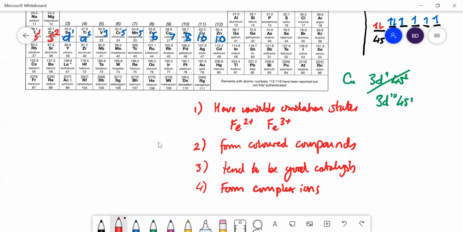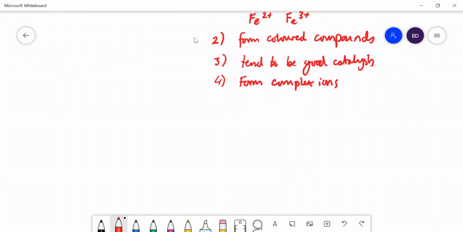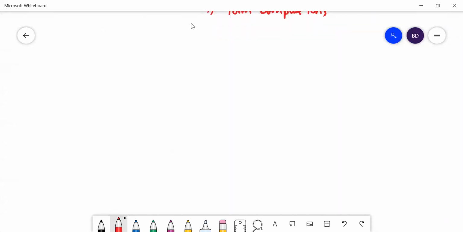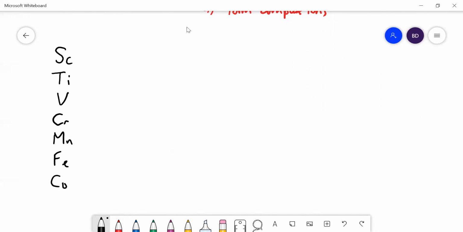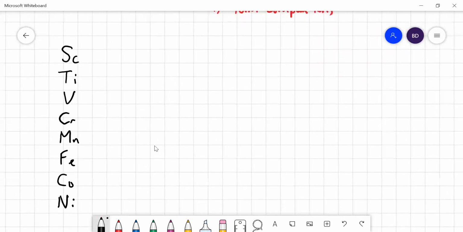Right, let's go through the first row and look at the electronic structures and talk about the oxidation states that they form. So first row, if you've got your periodic table next to you, you've got scandium, then you've got titanium, vanadium, chromium, manganese, iron, cobalt, nickel, copper and zinc. Okay, we'll fill copper and zinc in afterwards.